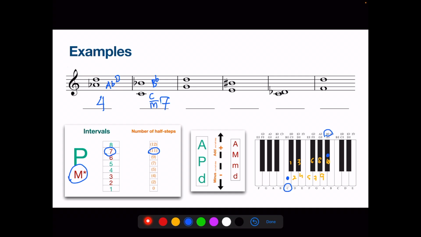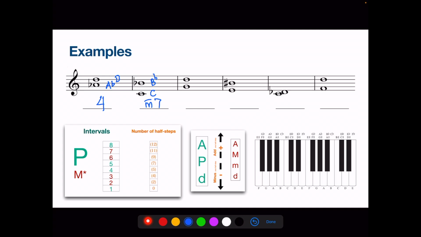Sounds pretty good, actually. Okay, now moving on. The next one that we have here. And actually, let me delete all of the writings. Let's see. Okay, the second one, you know it's a minor 7.